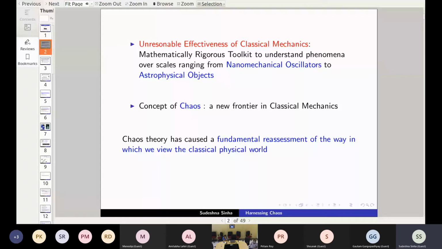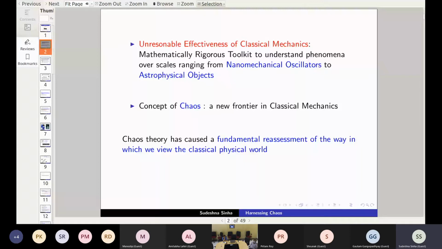Okay, so it somehow stood the test of time. It's, of course, mathematically very rigorous, which is why it's actually a field of mathematics as well. And it gives you a toolkit which appears to work to understand phenomena over extremely large scales, from nanomechanical oscillators to astrophysical objects. The whole point is it almost has no business working that well in a world which we know is essentially quantum, but it really does work excellently, which is why engineers go to classical mechanics very often. Now, of course, it's a very old field. That's why it's classical.